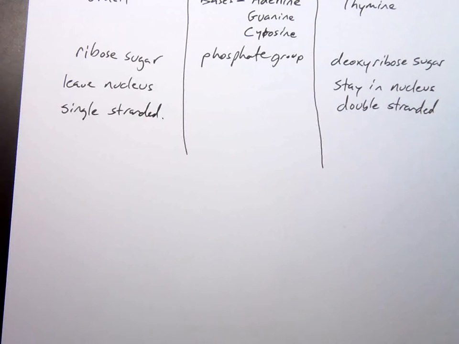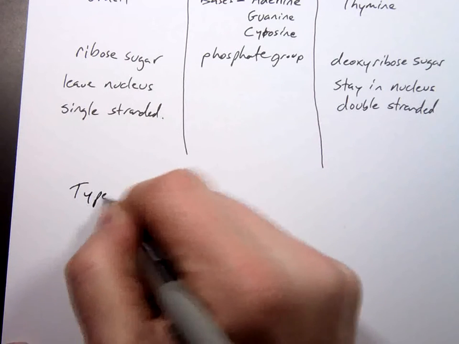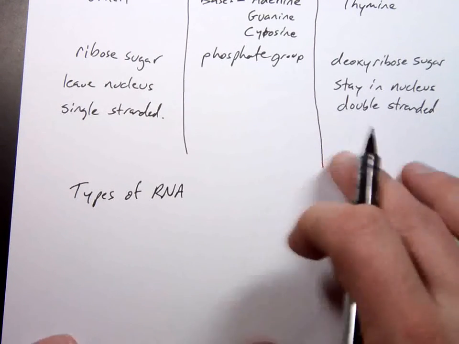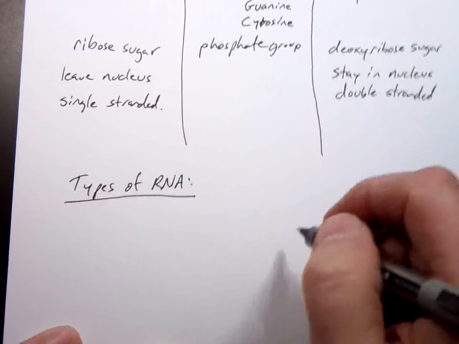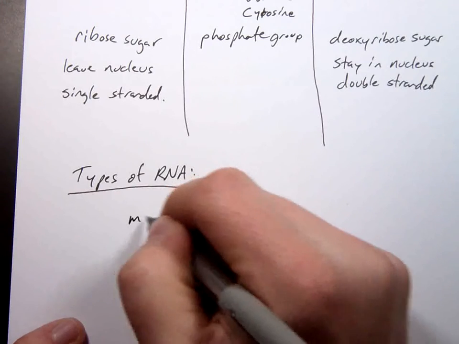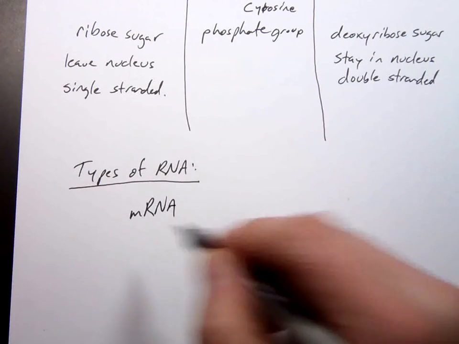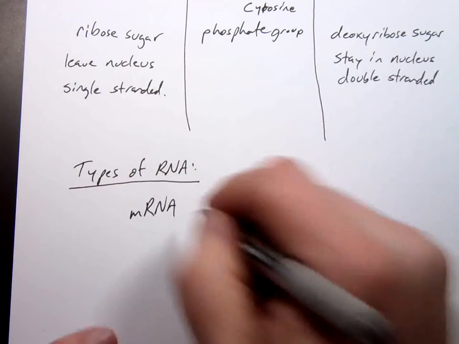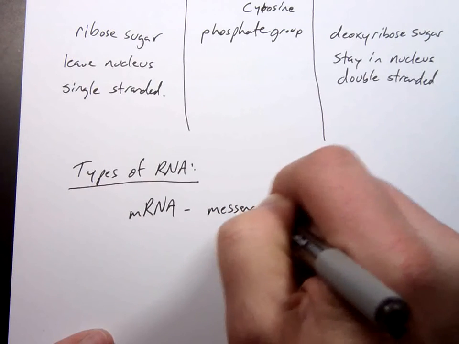So let's talk about a couple of types of RNA to try to organize this. Types of RNA. The first one on my list here is one called mRNA. Little tiny m, big RNA. RNA because it's an acronym for ribonucleic acid. The little m stands for messenger. Yes, good. Messenger RNA.